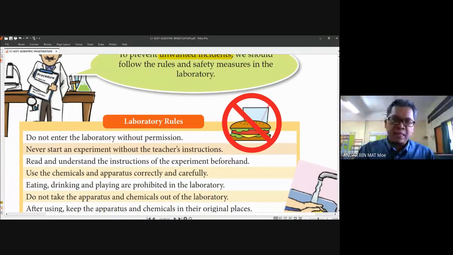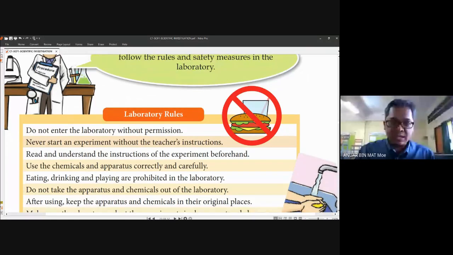Because there are accidents in the lab. That's why you need to adhere to the rules, because we do not want you to get into an accident or become injured. Inside the laboratory, you already learned about the apparatus, right? The test tube, the boiling tube, all the apparatus are mostly made from glass. If you drop the glass on the floor, it will break.